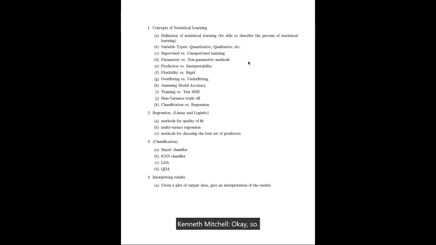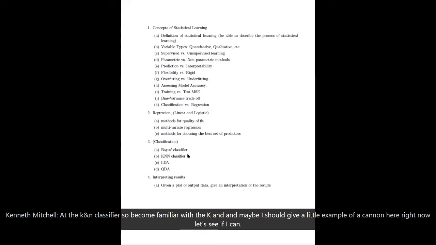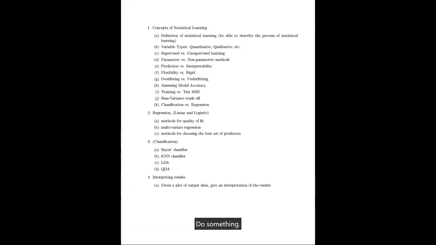Okay, so classification, we can look at a Bayes classifier, right? That's what we had looked at before. At the KNN classifier, so become familiar with the KNN. Maybe I should give a little example of a KNN here right now. Let's see if I can do something with that.